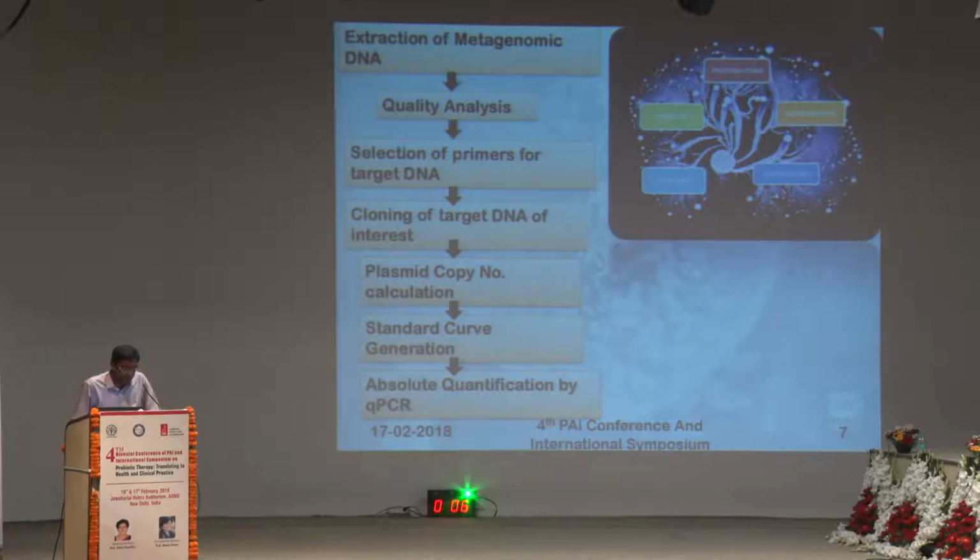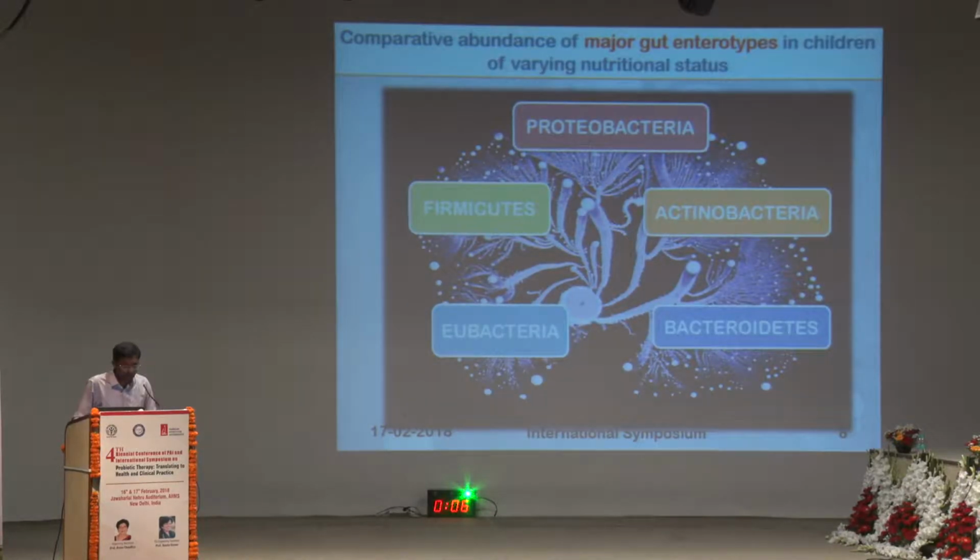The methodology that was adopted to enumerate the bacterial numbers was as follows. We started with the extraction of metagenomic DNA from the fecal samples, followed by the quality analysis, that is, the purity, concentration, and PCR amenability of the DNA was checked. We selected the primers for the target DNA. We went on with the cloning of the target DNA into a plasmid vector system. The plasmid copy numbers were calculated, and a standard curve was generated, which was used for the absolute quantification approach of qPCR. The results that we got are presented as follows.